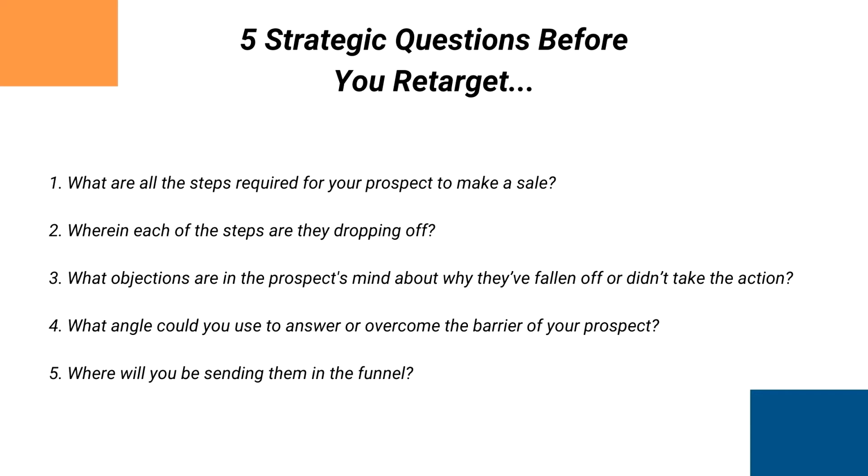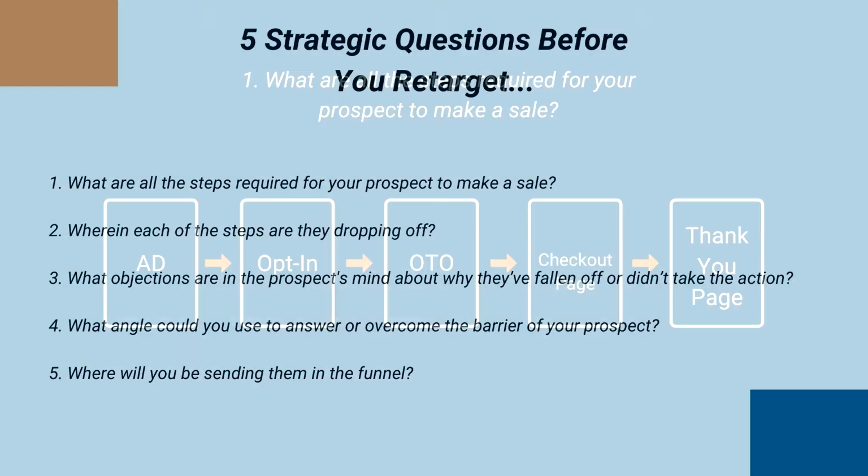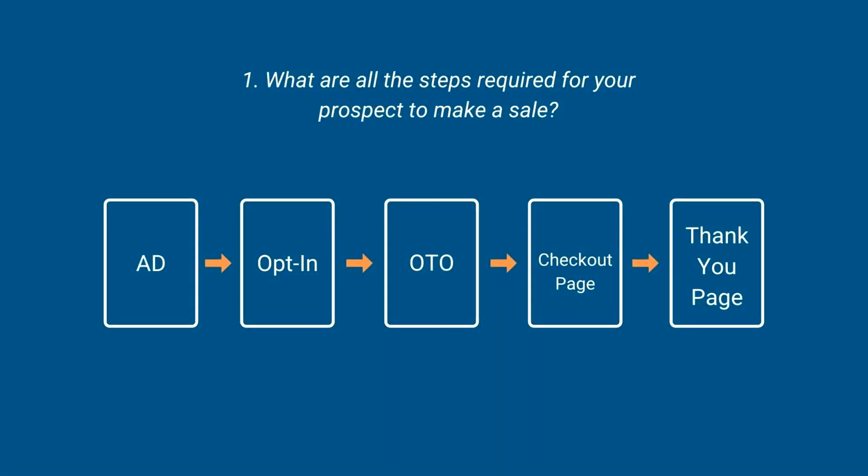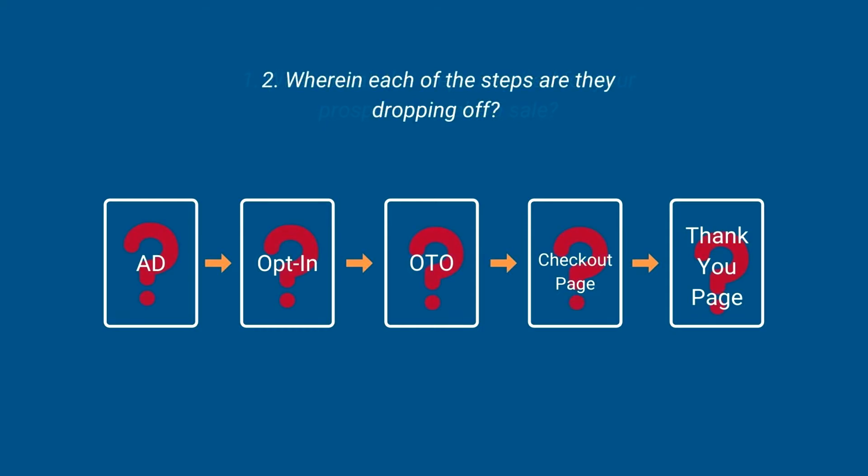So starting with the first one, there are so many unique and different steps people have in their funnel, and what you may have might be different from any of these, but these examples should help give you a good idea of all the steps required for your prospect to make a sale. Let's take a look at the basic funnel setup. Here's the ad, the opt-in, and the one-time offer. And then where in each of these steps are they dropping off?